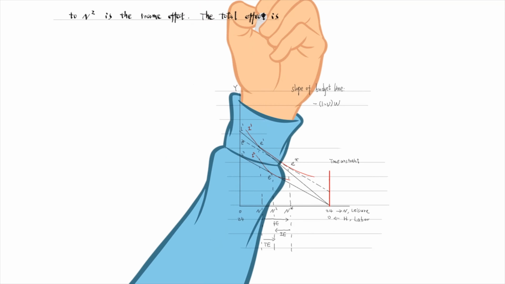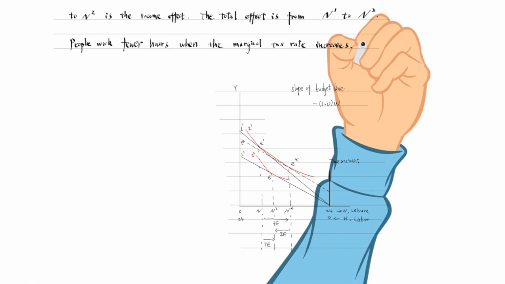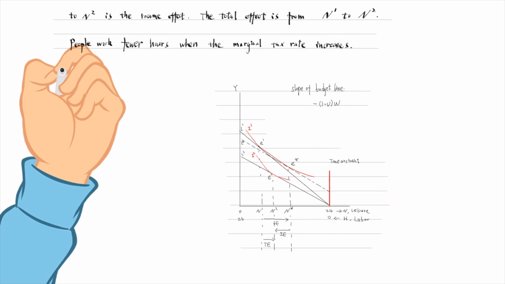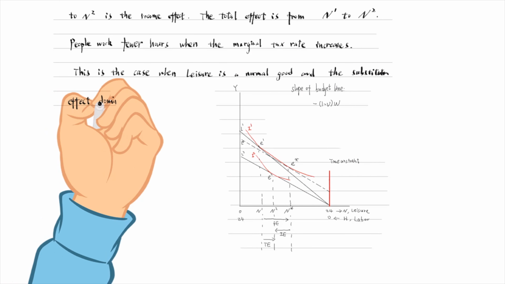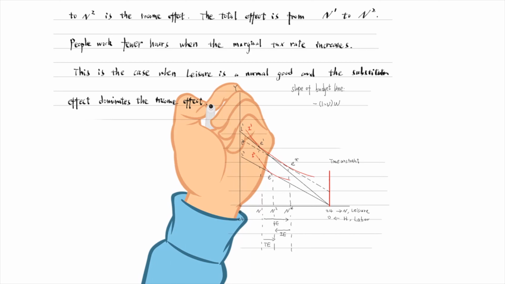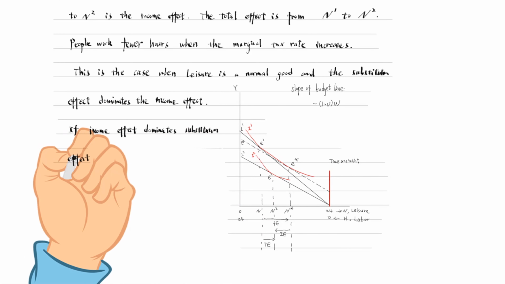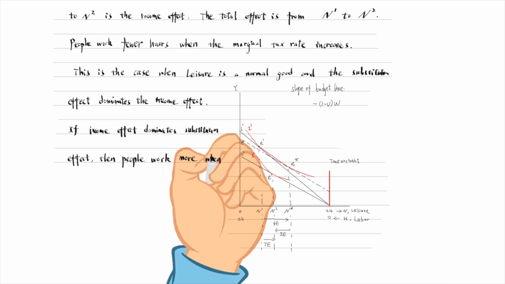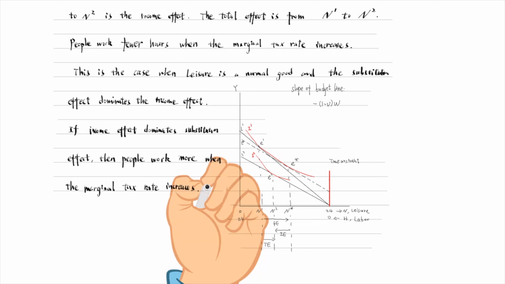The total effect is from N1 to N2. People consume more leisure and work fewer hours when the marginal tax rate increases. This is the case when leisure is a normal good and the substitution effect dominates the income effect. This is what the diagram illustrates. If the size of the income effect is larger than the size of the substitution effect, then people work more hours when the marginal tax rate increases.